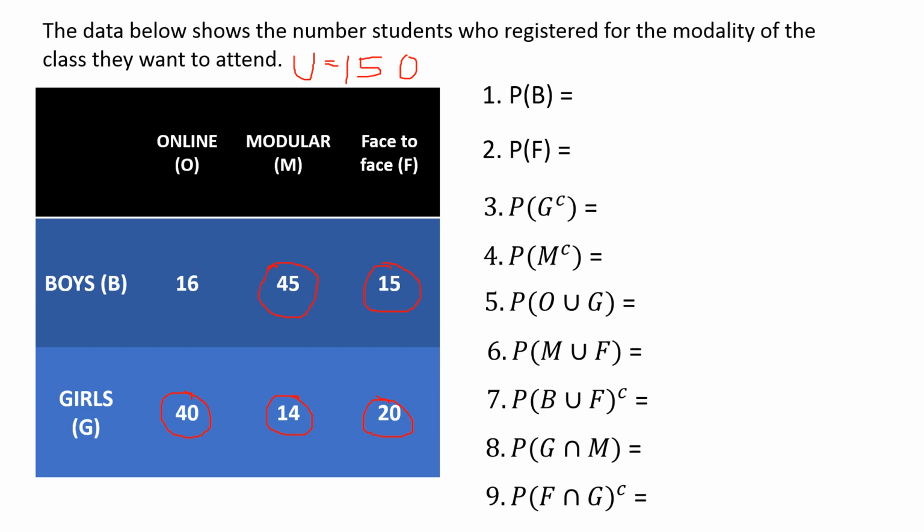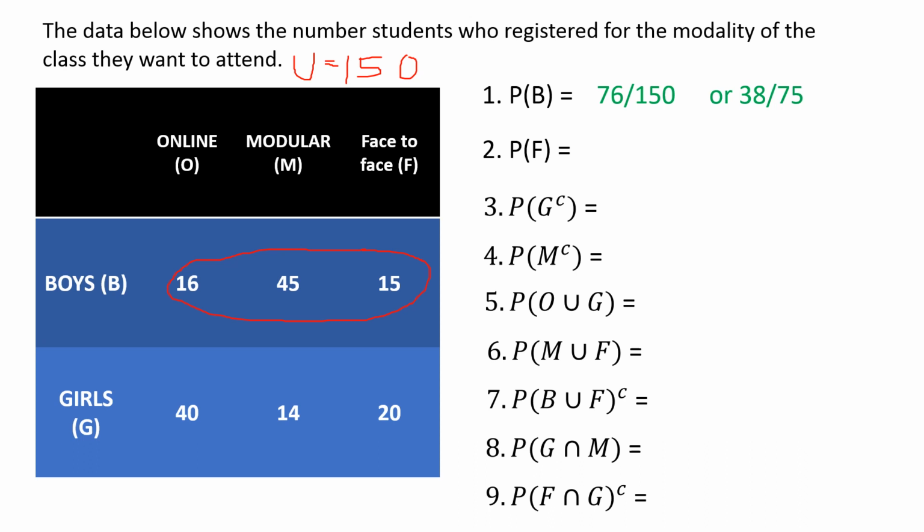Number 1, probability of boys. For the boys, we do have this region or this area. For the boys, we do have 16 plus 45 plus 15, and this gives us 76. So 76 over 150 as our total sample space, or we may further simplify this into 38 over 75.